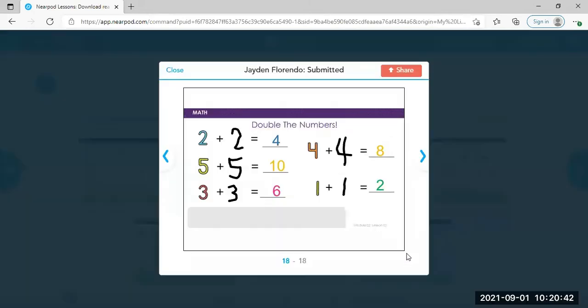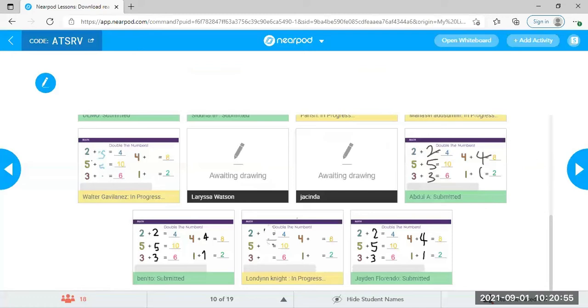One more. Let's look at Jaden. Very nice. We're moving on, guys. You are so good at double facts. We're just going to keep going, okay? Look at those double facts. Nice work, Mr. Jaden. All right, guys, stop.